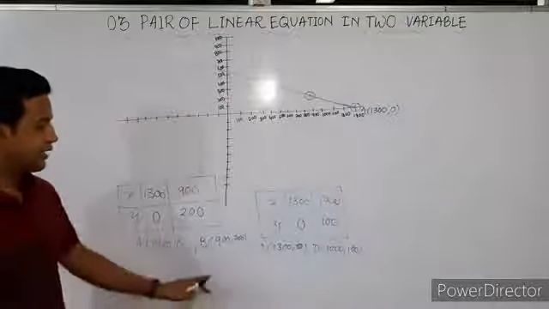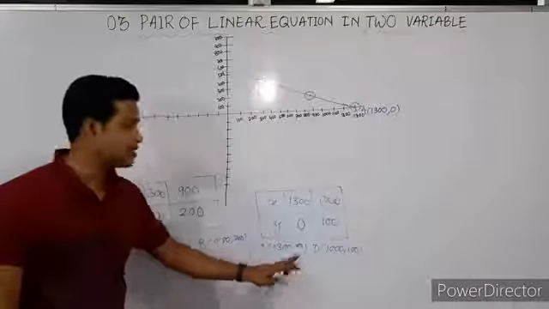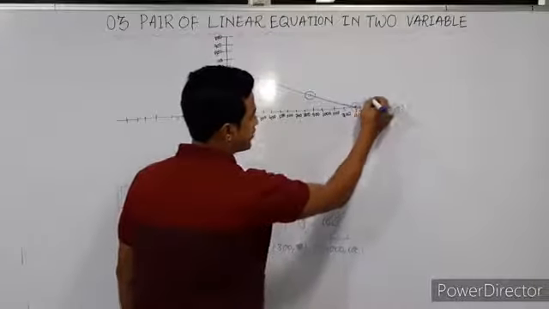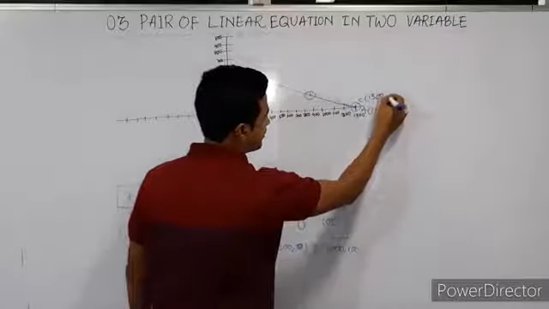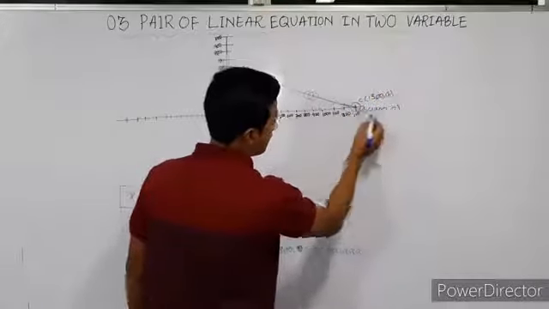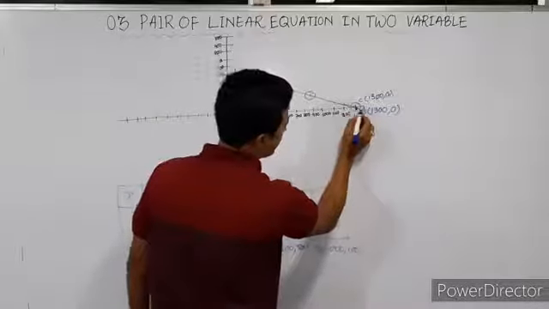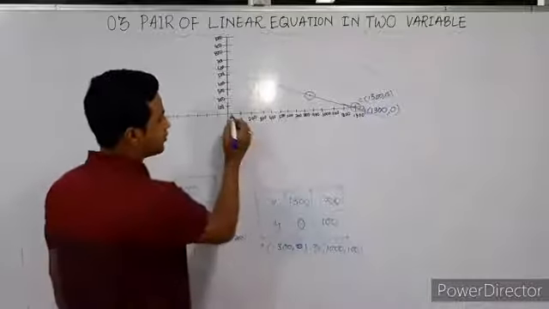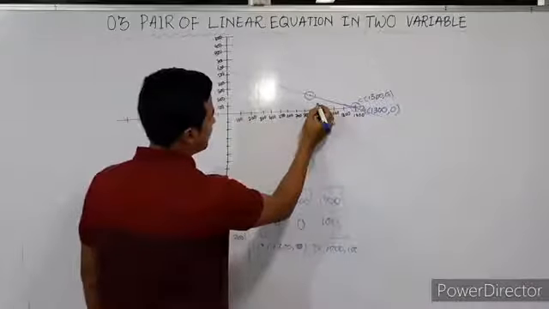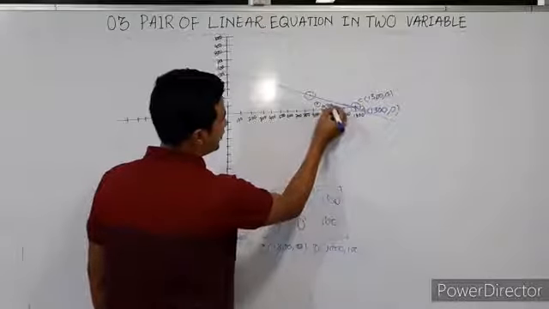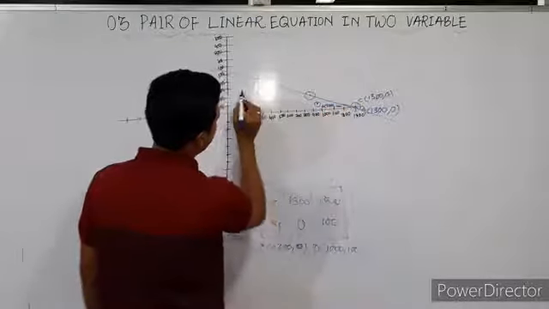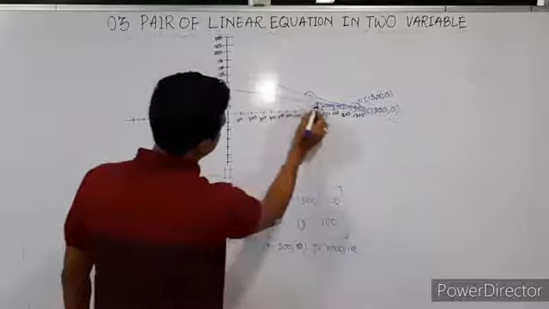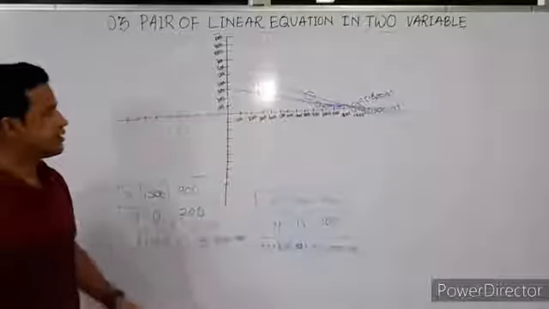Let's go for the second one. Again, the point C is equal to 1300 and 0. So here you have 1300, this is the same point. And the second point is 1000 and 100. So this is your 1000 and this is your 100. This is point D, 1000 and 100. When you plot the line, it will be like this. So you see, this is the graphical representation.